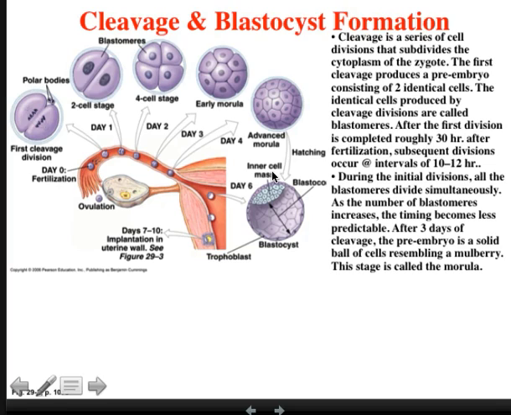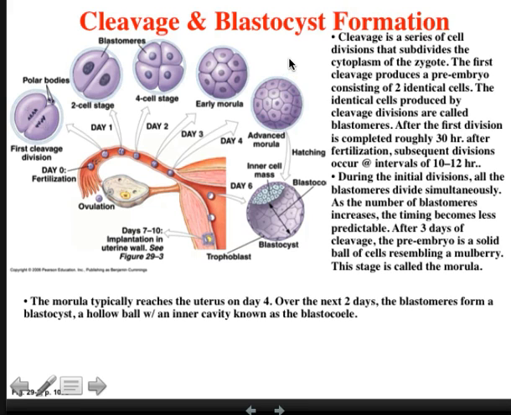And so here you can see early and late morula. And again, if you were to look at these cells, they would appear to your eye as being identical, but in point of fact, they're not. They have different molecules in their cytoplasm, and they also would probably have different receptors on their surface at this time. The morula typically reaches the uterus on day 4.